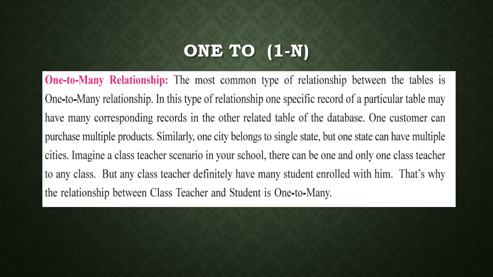So I summarize. If one record of a table is associated with multiple records of another table, this kind of relationship is known as one to many relationship. For example, the relationship between a class teacher and the students. Here the class teacher is one, but the one class teacher is associated with many students in his class.